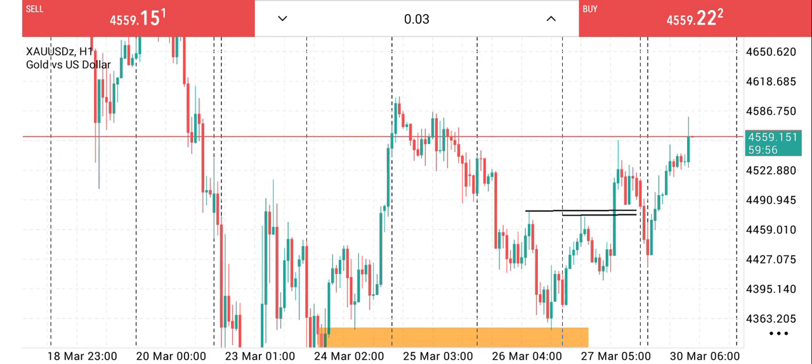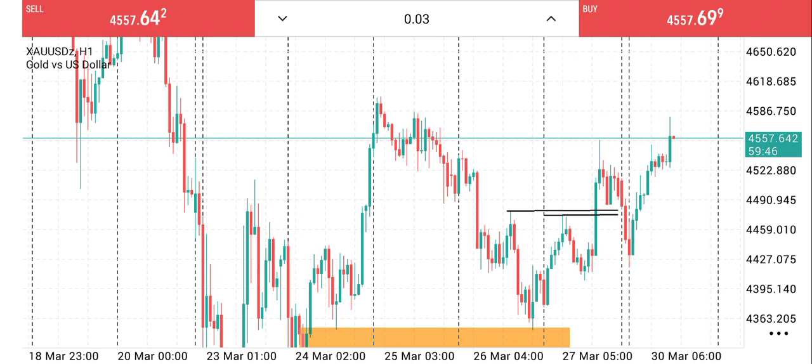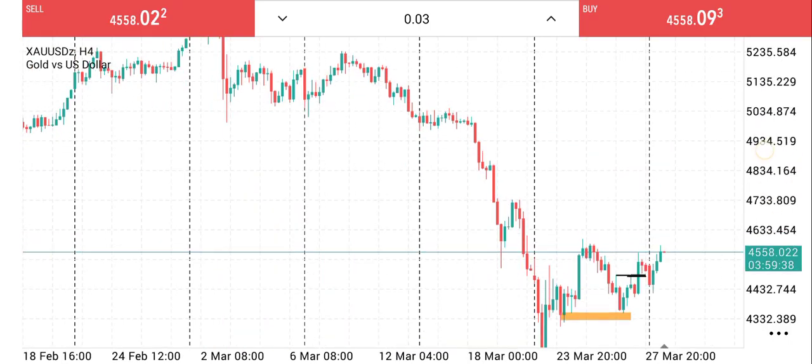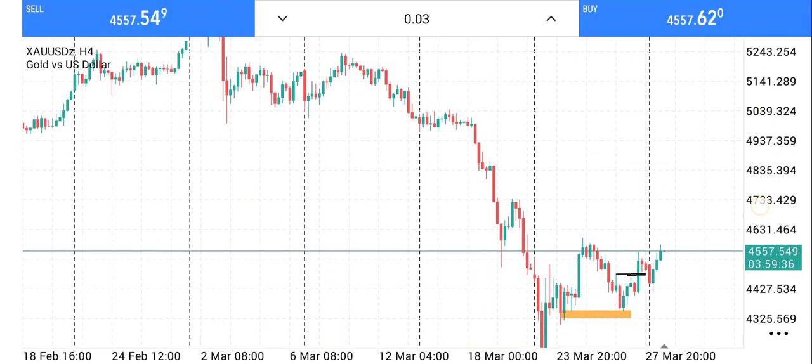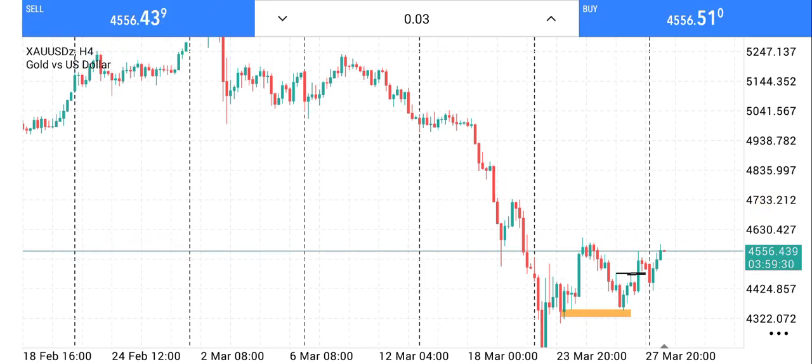So first of all, I switch to my 4-hour time frame to know if the direction of the market has really changed, because it's very important for you to know your directional bias so that you trade alongside the trend of the market. So this is the 4-hour time frame. Market was in a very serious bearish movement.